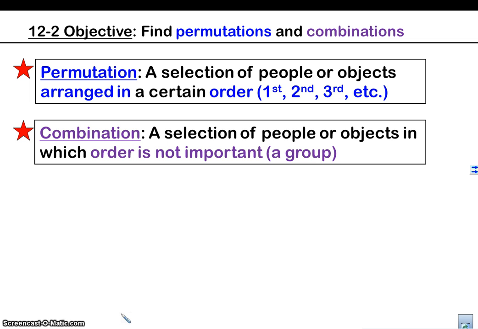And we're going to look at permutations and combinations, some more ways to count number of possibilities, number of outcomes.